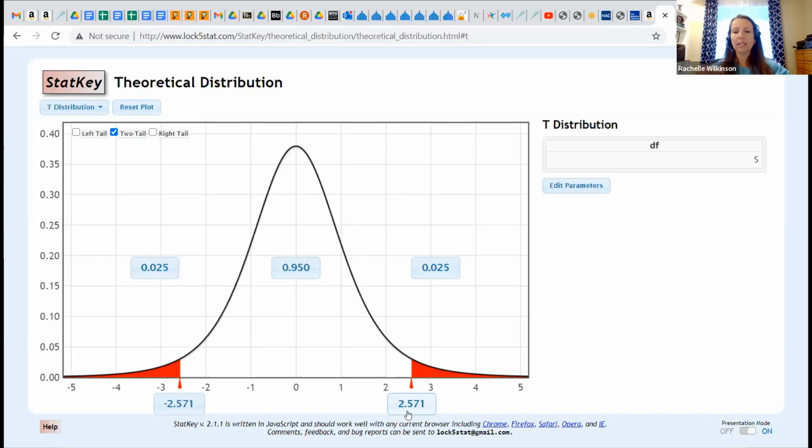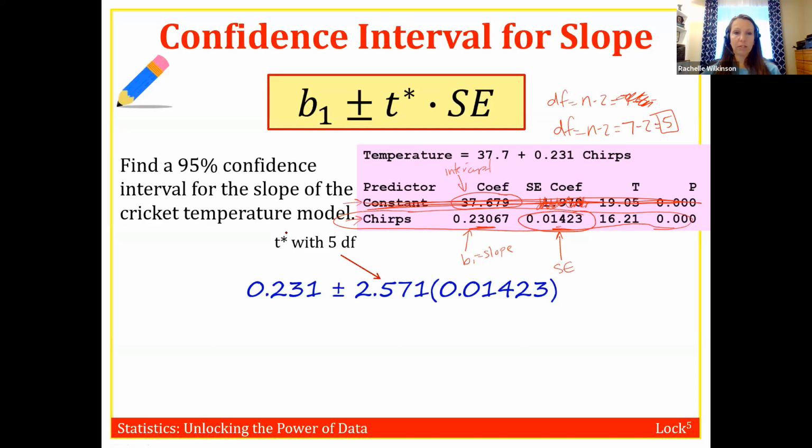So again, like I said, this is the same way we've been finding t star for several weeks now. So 2.571 becomes my t star value. So this 0.231, that was my slope value that I got over here. Then plus and minus my t star times my standard error. And the standard error I just got right there from that computer output. So if I multiply those together, that gives me a margin of error of 0.037.